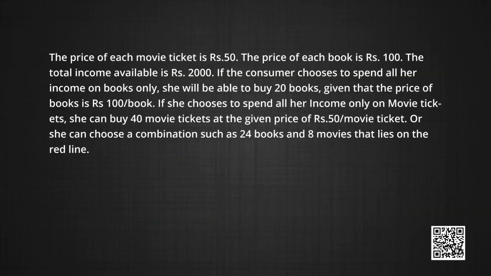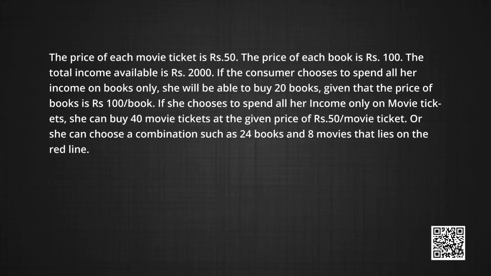The price of each movie ticket is rupees 50, as we said before, and the price of each book is rupees 100, and the total income available is 2000. If the consumer chooses to spend all her income on books only, she will be able to buy 20 books, given that the price of books is rupees 100 a book. If she chooses to spend all her income only on movie tickets, she can buy at most 40 movie tickets at the given price of rupees 50 a movie ticket.